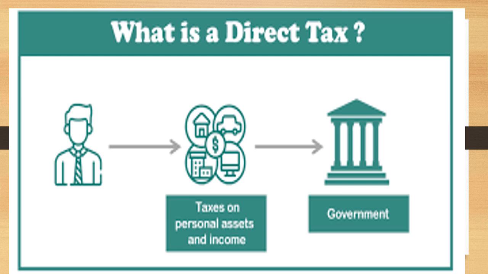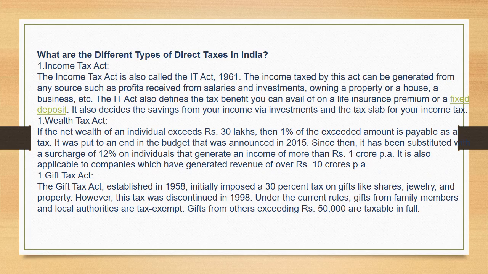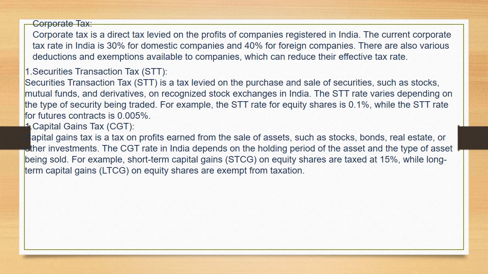So we will see what is the meaning of direct tax. This is a tax on personal assets and income through payment. Direct tax is a type of tax levied on an individual directly by the government. Then what are the different types of direct tax? Here: Income Tax Act, Wealth Tax Act, Corporate Tax, Securities Transaction Tax, that means STT, and CGT, that means capital gains tax.